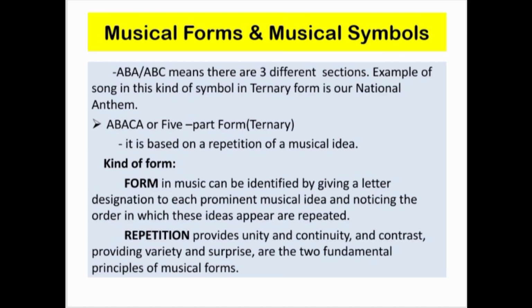ABA, or ABC, means there are three different sections. An example of a song in this kind of symbol in ternary form is our national anthem. Then ABACA, or five-part form, which we call rondo. It is based on a repetition of a musical idea. We have the kinds of form.